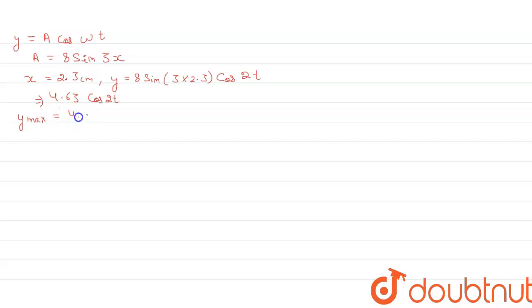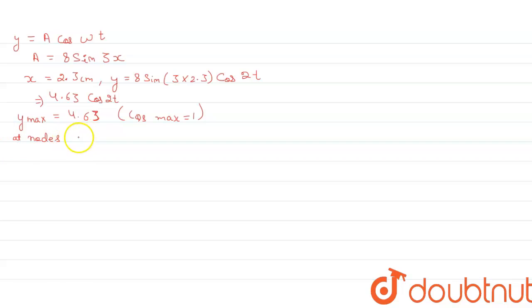Then y maximum will be equal to 4.63, that is, cos maximum is equal to 1. Here the value of cos maximum will become 1 and it will be 4.63, right?